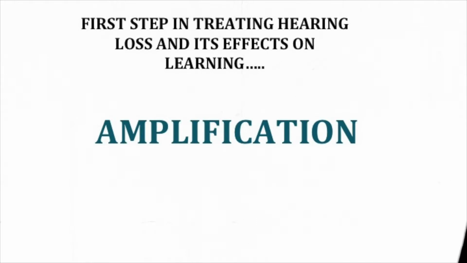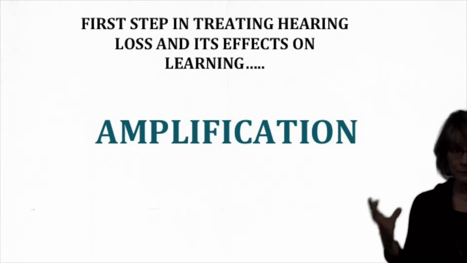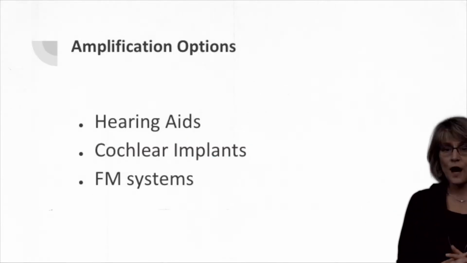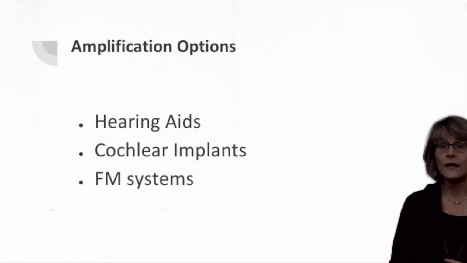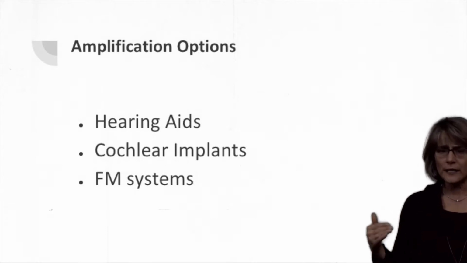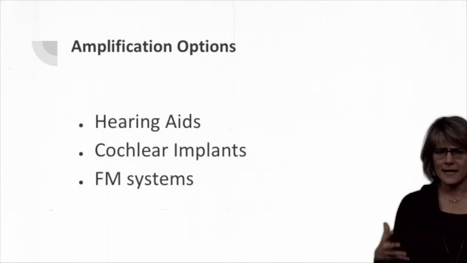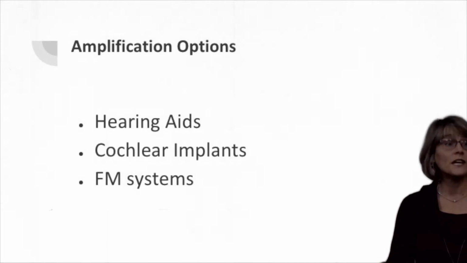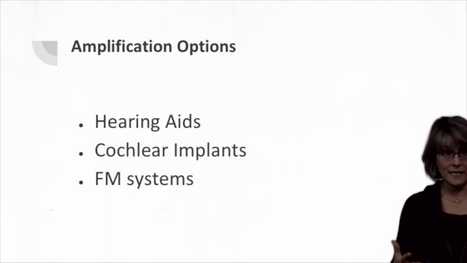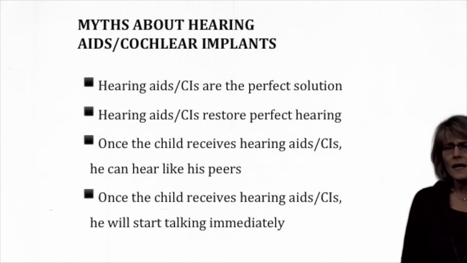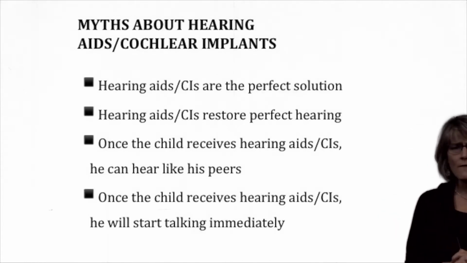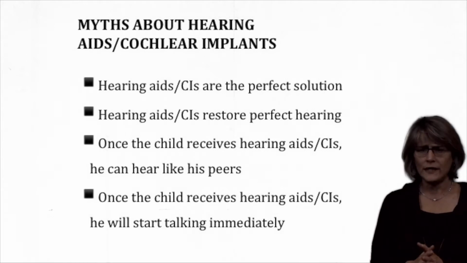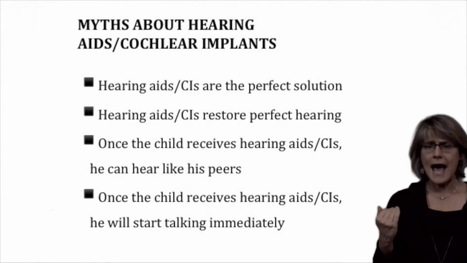The first step in treating hearing loss and its effects on language development and learning is amplification. The most common amplification options are hearing aids, cochlear implants if hearing aids do not make sound loud enough, and then some type of other assistive technology such as an FM system, which you would see quite often in the school system.